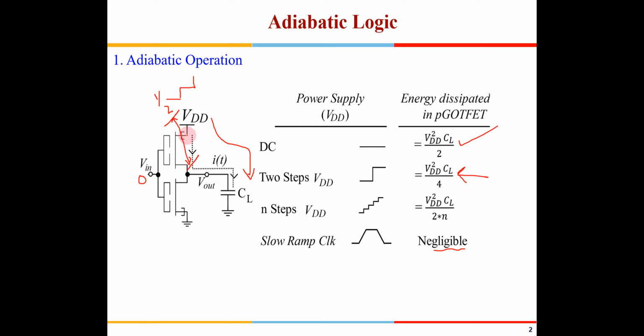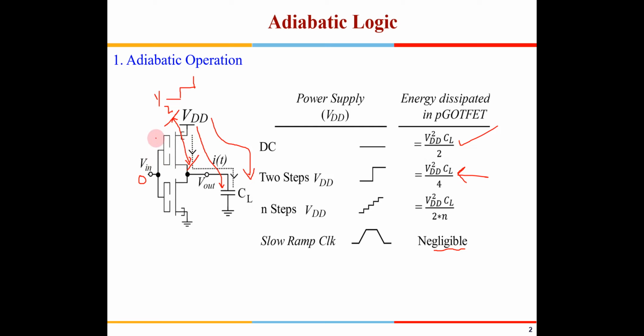So if you see here, a current will definitely flow like this to charge the capacitance, right? So the half VDD square CL energy will be stored here, but there will be no heat dissipated here, because the heat dissipated is proportional to the IV, right? So I is there, but V is not there. You are allowing the drain and the source voltage to follow each other very closely without any propagation delay because of the slow operation.